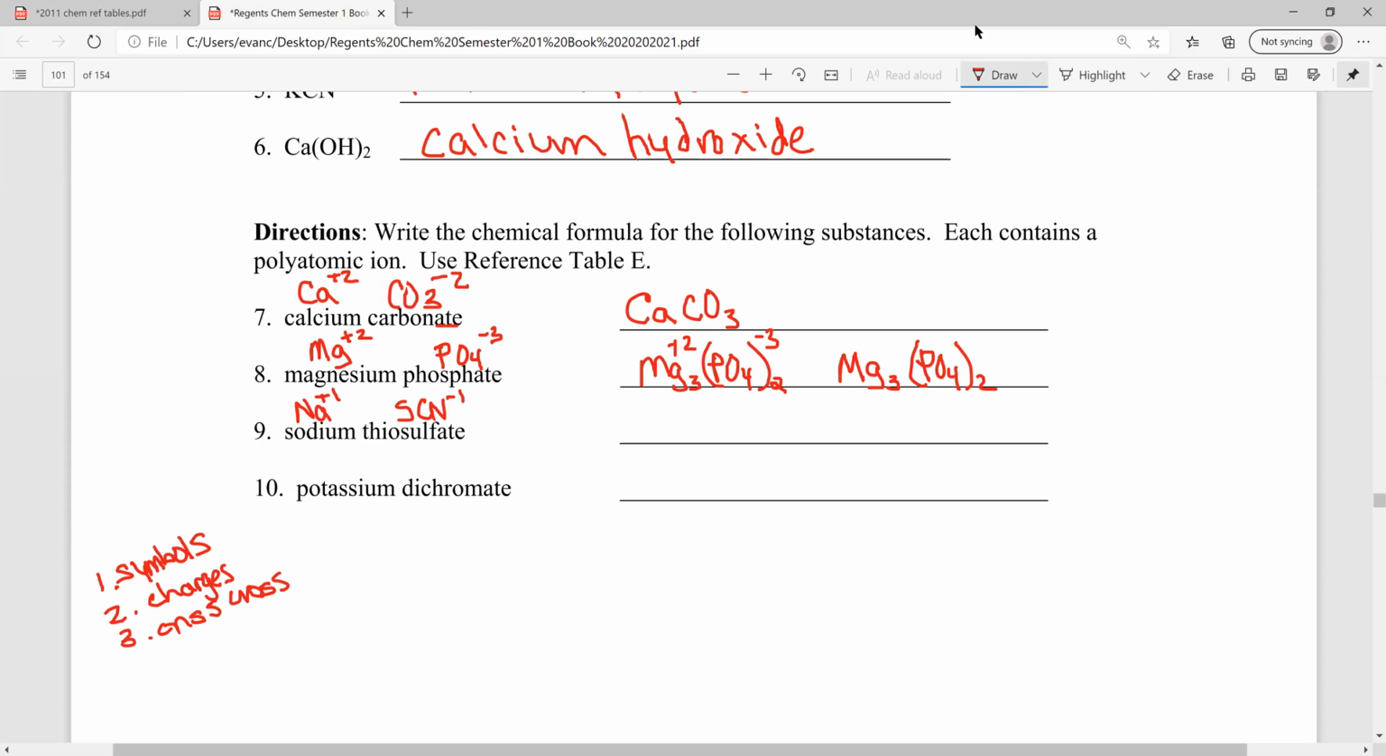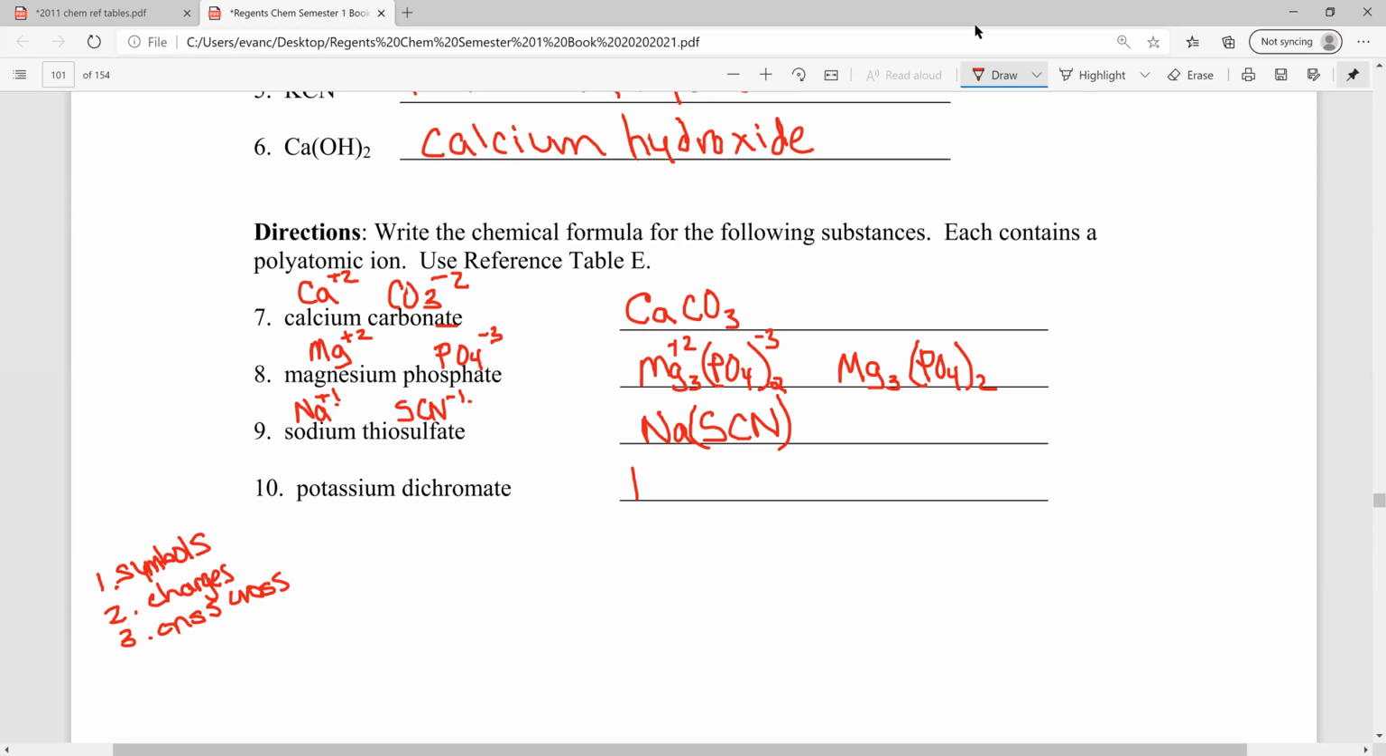Okay, so now back over here to our drawings. Sodium is Na, and then SCN. I don't need to put it in parentheses because it's a +1 and a -1, and the oxidation states are equal, so I don't need to have it in parentheses. If you put parentheses like this, it's fine. You don't have to worry about it.